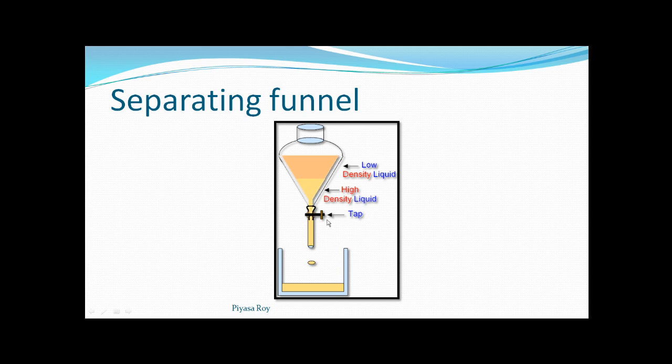So if we open this tap, the water will come down. This we can collect in another container, and the low density liquid, for this example oil, will remain in the separating funnel. So in this manner we can separate oil and water.